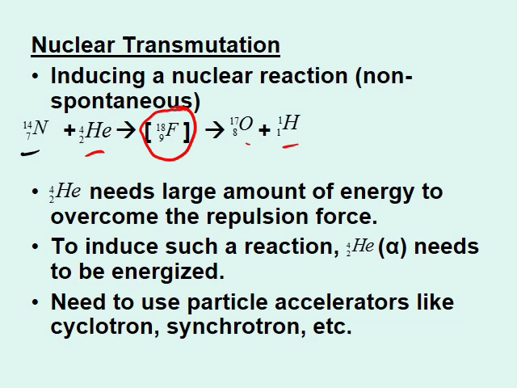Now, for a reaction like this, helium needs to have a large amount of energy because as helium approaches nitrogen, they are going to repel each other, because nitrogen has 7 protons, so that's plus 7 on nitrogen and plus 2 on helium. As they get closer and closer, the repulsive force is going to increase. So the alpha particle has to be energized for a reaction like this to happen.